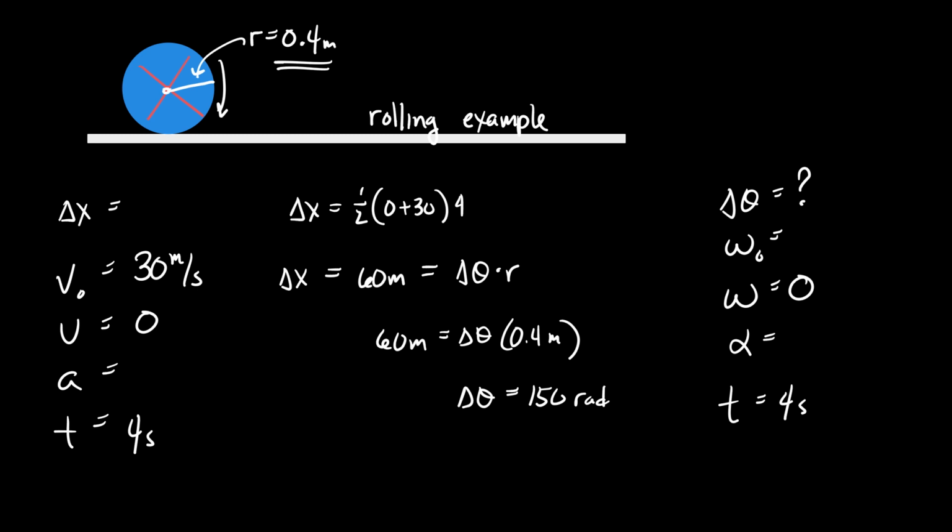There are 6.28 radians in every one rotation. So I need to convert this now to rotations. So you guys know how to do that at this point. So do I. So I get 24 rotations. That's how many rotations the tire made while we were stopping the car.